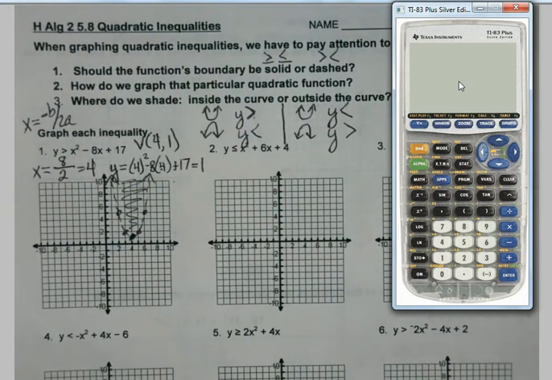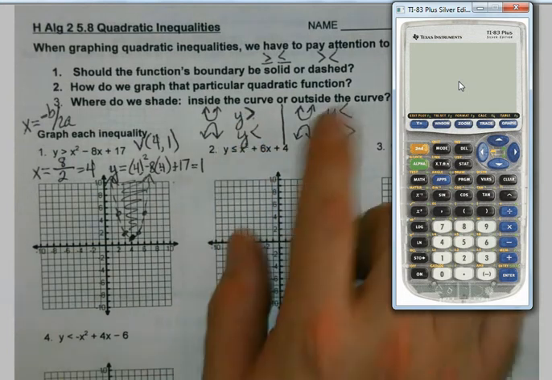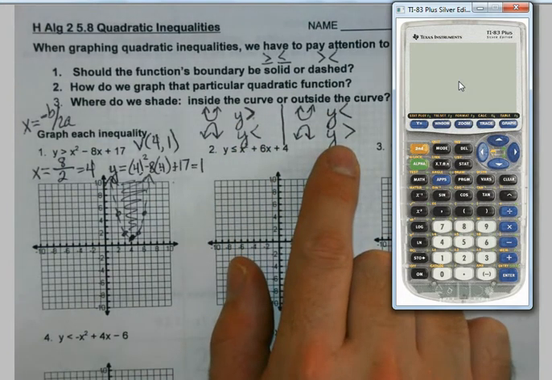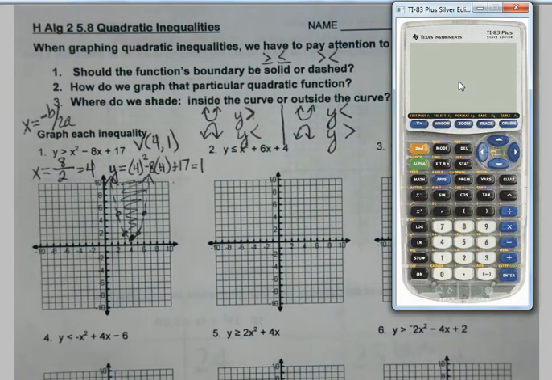But if for some reason you're not sure you're going to keep this straight, if I'm doing a quiz or a test, trying to remember that for sure, here's your other option. If you wanted to run a test point, what I tell people is test a point inside the parabola. If it's true, you're going to shade inside the parabola. If it's false, you're going to shade outside.